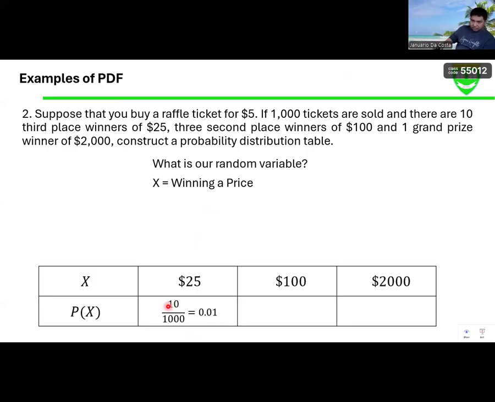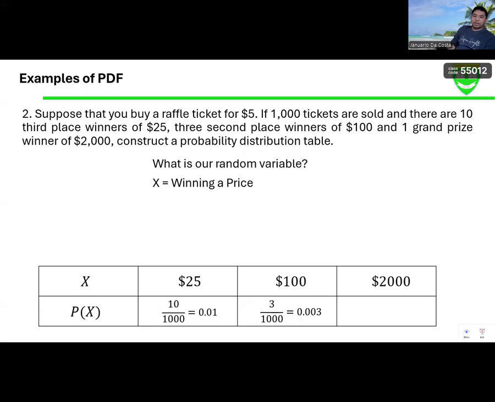Questions? To determine the random variable, you must ask: what is the outcome of this exercise or this procedure? What is the outcome? What do you want to get? So define first a random variable, then what the values are, and then find the probability. So the probability of winning $100 is 3 out of 1,000.